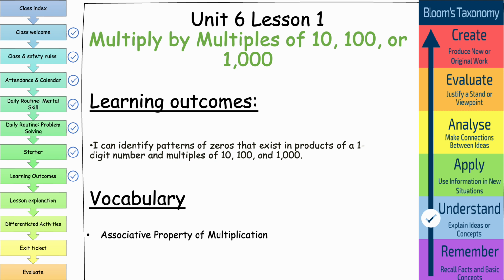Hello everyone. So we are in Unit 6, Lesson 1. Multiply by multiples of 10, 100 or 1000. So our learning outcome is to identify patterns of zeros that exist in products of a one-digit number and multiples of 10, 100 and 1000. So the word that we will be focusing on today is the associative property of multiplication.